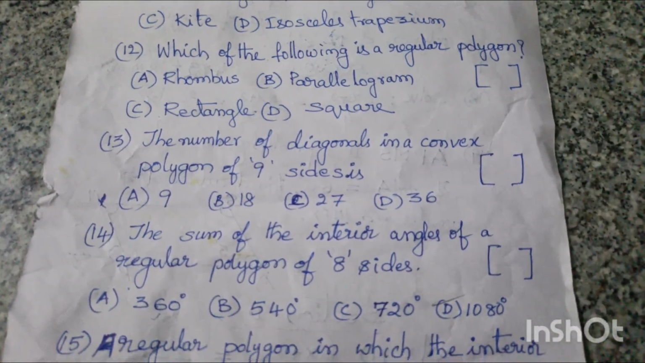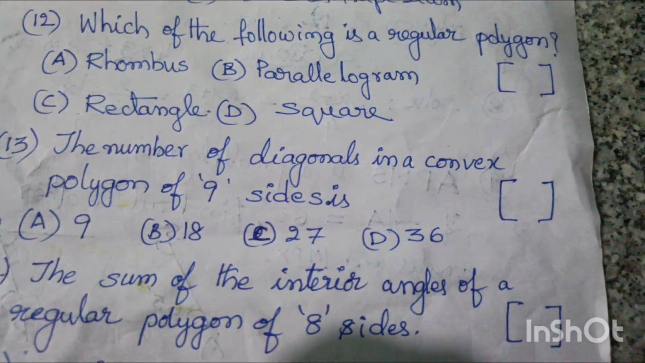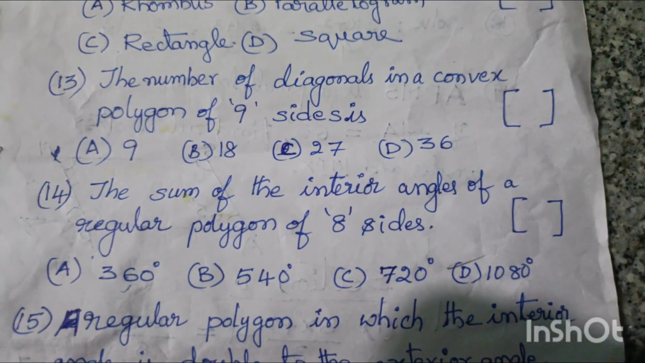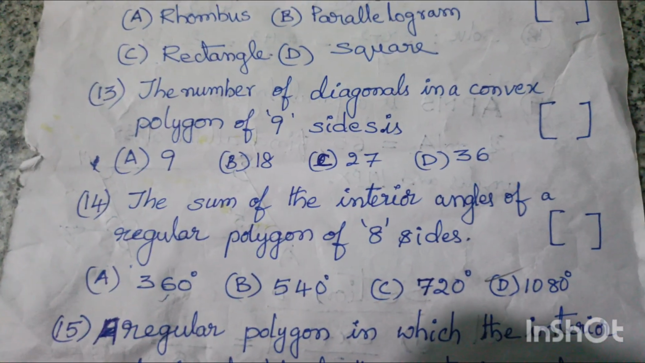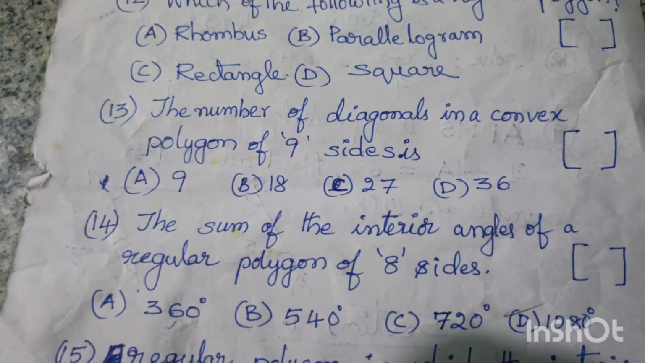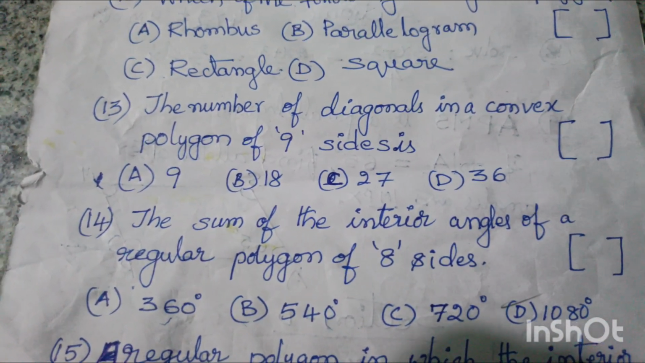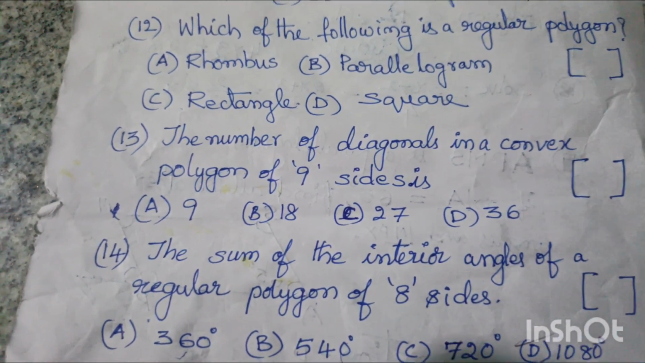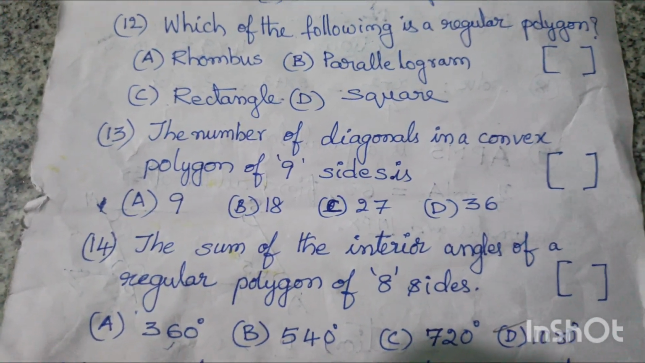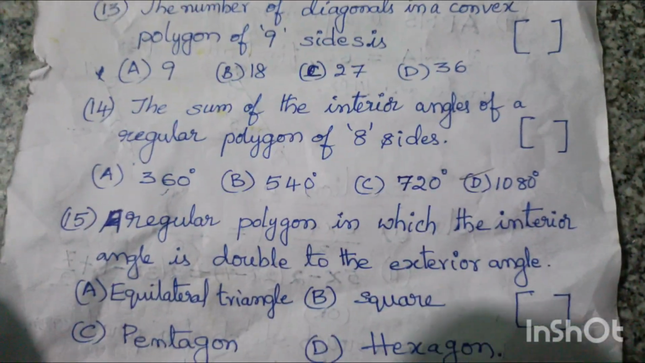Next, coming to the question number 13. The number of diagonals in a convex polygon of 9 sides is? 9 sides means number of diagonals n into n minus 3 by 2. 9 into 9 minus 3 by 2. That means 9 into 6 by 2. 9 3s are 27. Option C is the right answer.